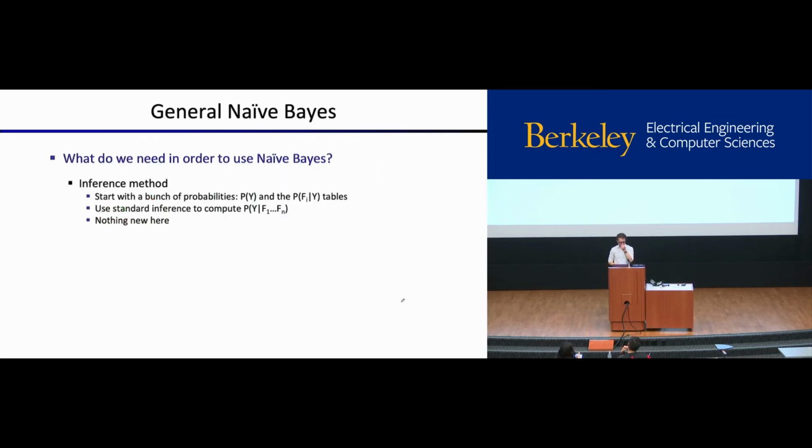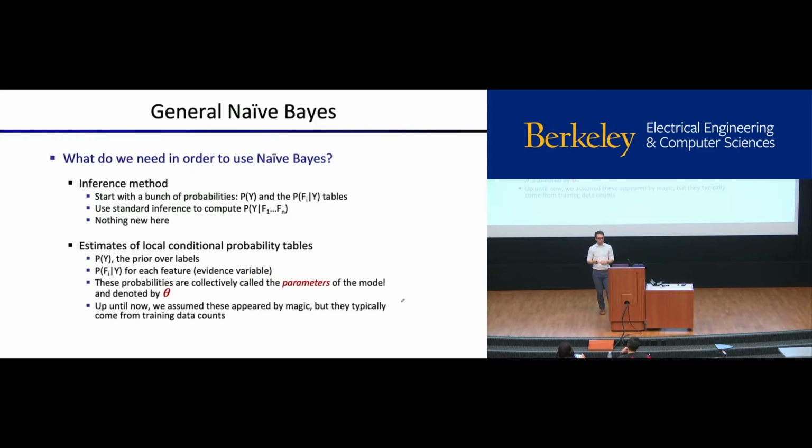All right. So what do we need in order to do naive Bayes? Well, we need an inference method. This is the same thing that we needed when we did anything with Bayes nets. Okay, well, we have that stuff. Those are tools from earlier in the class. Nothing new about Bayes nets here. But we also need estimates of these local conditional probability tables. And these estimates, someone's not handing us the Bayes net anymore.